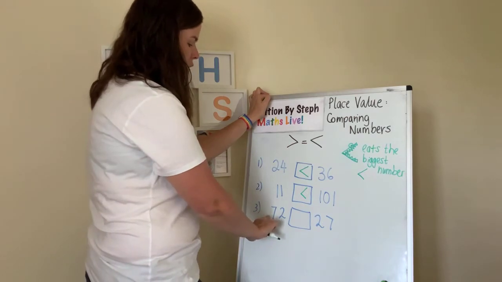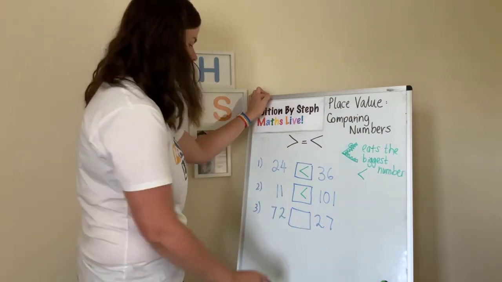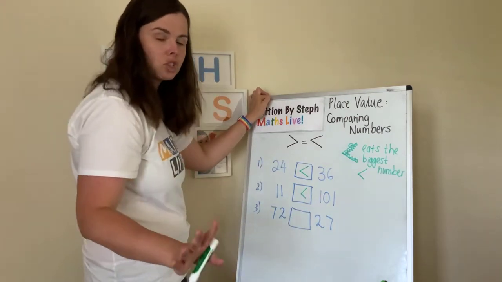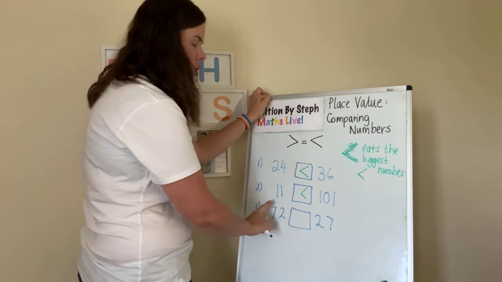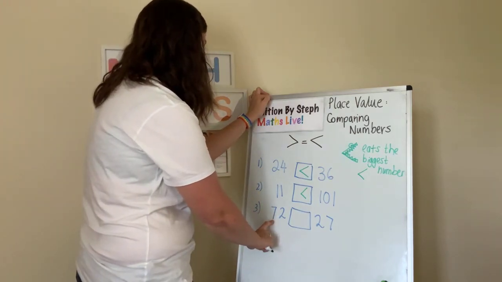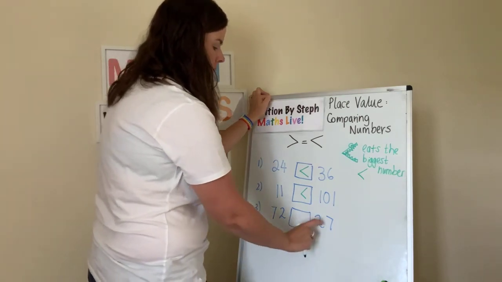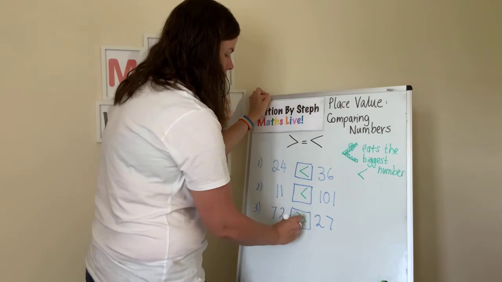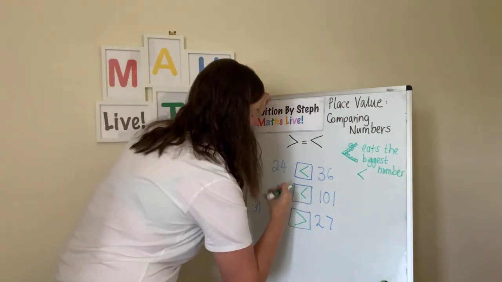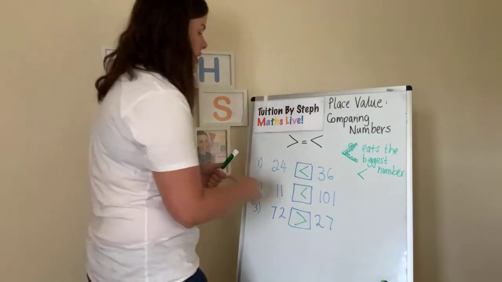This time, on this one, we've got 7 and 2 and 2 and 7. Again, similar digits, and they're both two-digit numbers, so we have to check carefully. Always start with the biggest place value in the whole number. So this has got 7 tens, and this has got 2 tens. 7 tens is bigger than 2 tens, 72 is bigger than 27. So the crocodile is the other way. It's going to eat the 72 because it is bigger and the crocodile is very greedy.